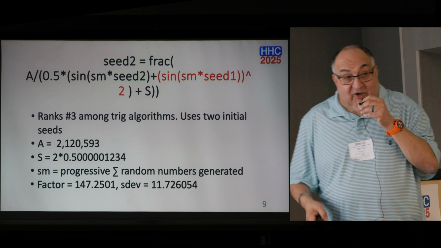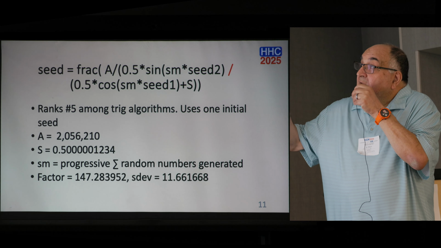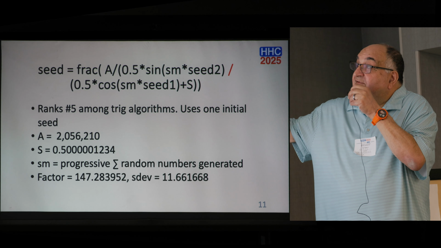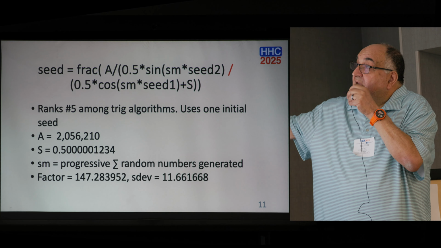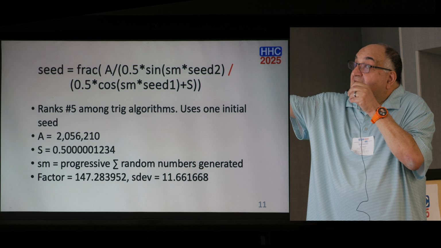And this one also, I have number 5, is the same formula. No, I'm sorry. Now it's A over half sine sum of the c times 2 over 0.5 cosine sum of the c times the previous seed plus s. So there's a slight shift. A is 2.056 million. And I still get 147.26. I'm doing very good.